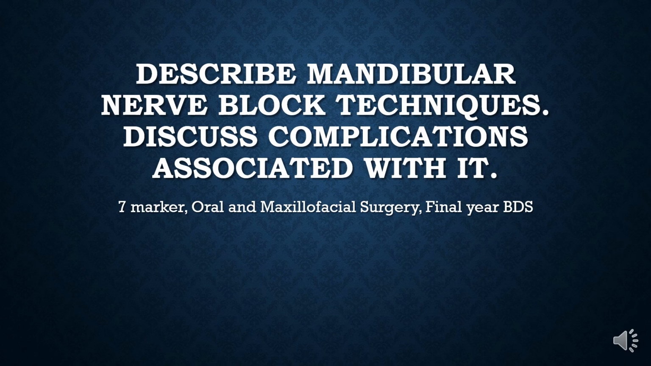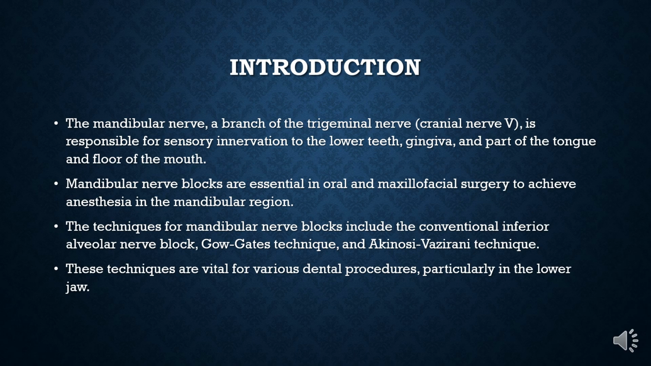Describe mandibular nerve block techniques and discuss complications associated with it is one of the 7-marker questions from the subject of oral and maxillofacial surgery. The mandibular nerve, a branch of the trigeminal nerve, is responsible for sensory innervation to the lower teeth, gingiva, and part of the tongue and floor of the mouth. Mandibular nerve blocks are essential in oral and maxillofacial surgery to achieve anesthesia in the mandibular region.